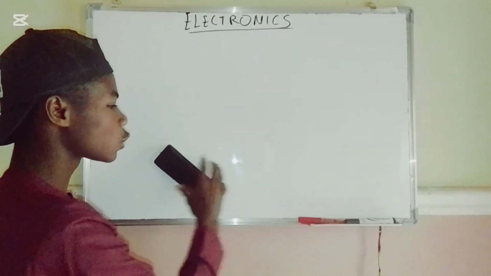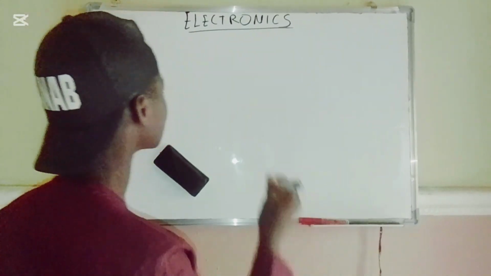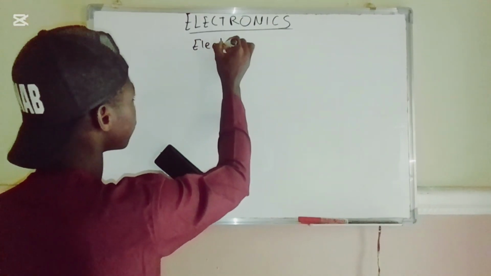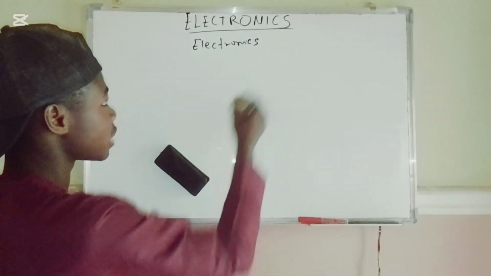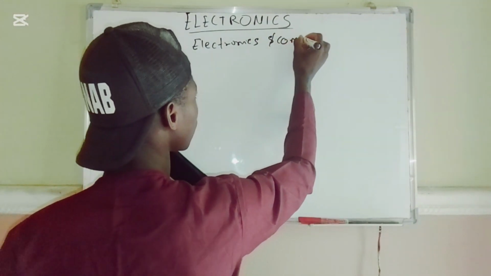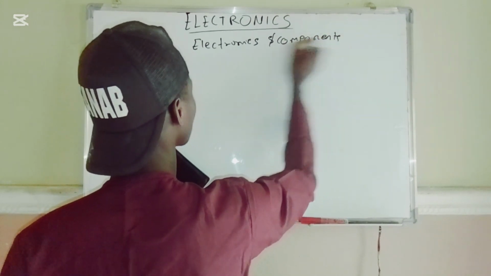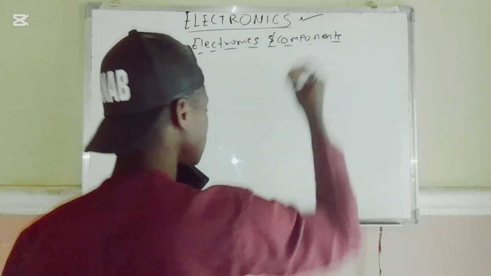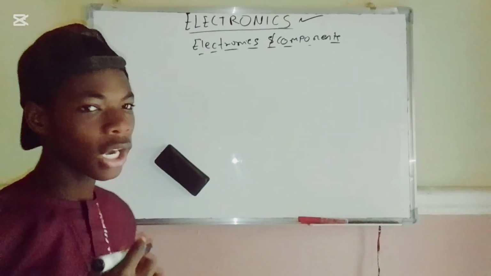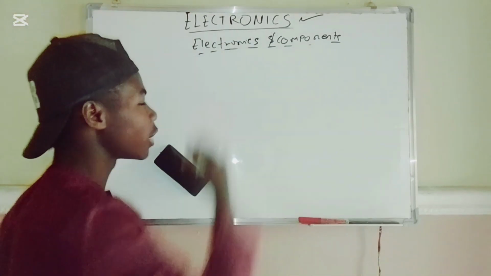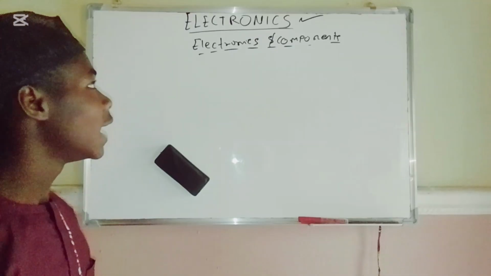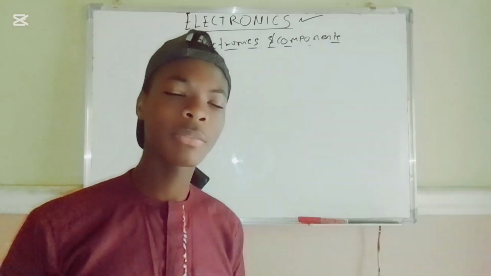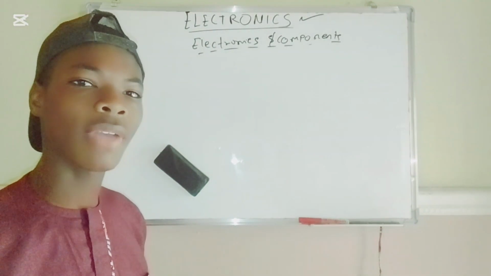So we are going to talk about electronics and components. The course itself is named Electronics. And the topic under it that we are going to see, we have to know electronics first and its components. So what is electronics? It says that electronics is something that deals with the flow of electrons.